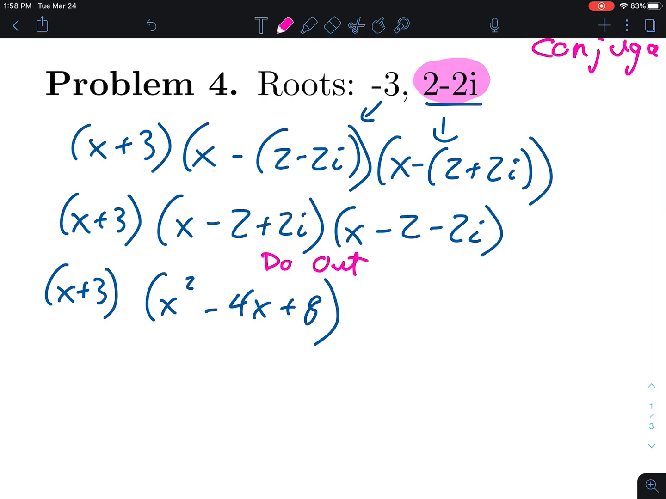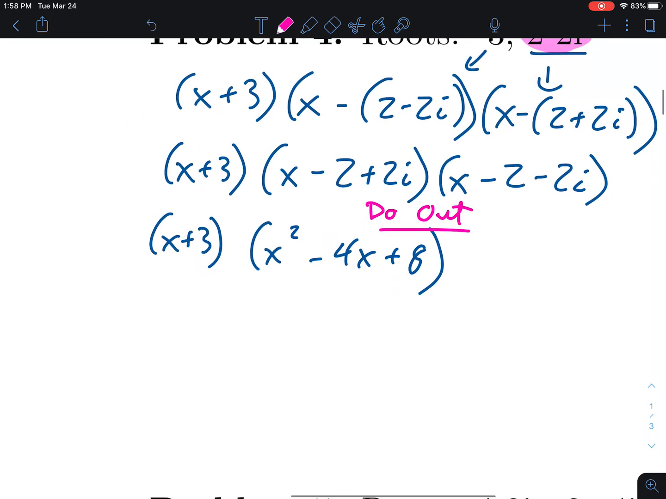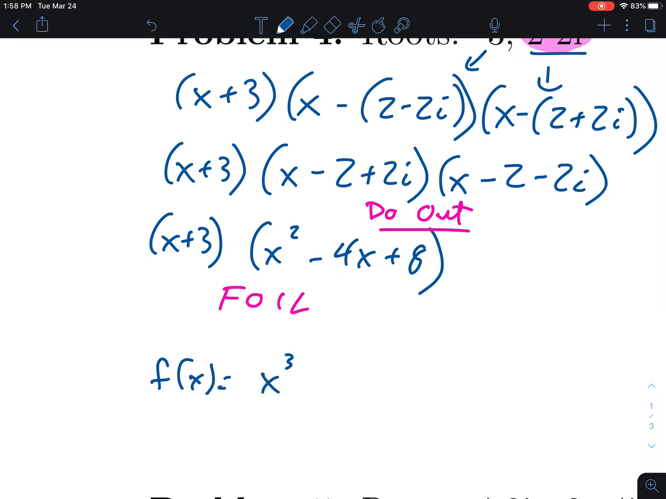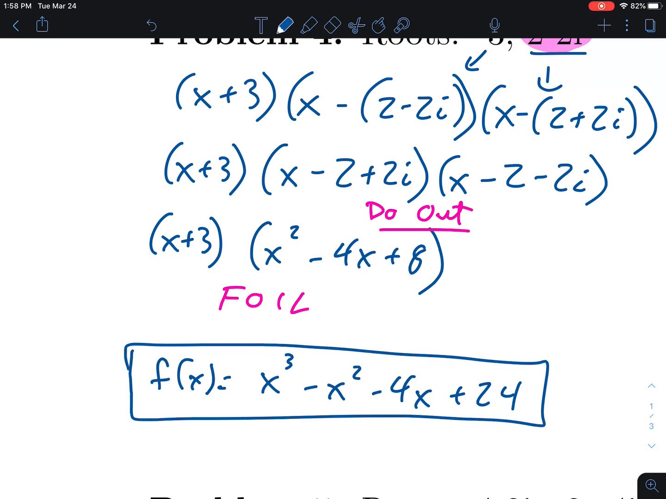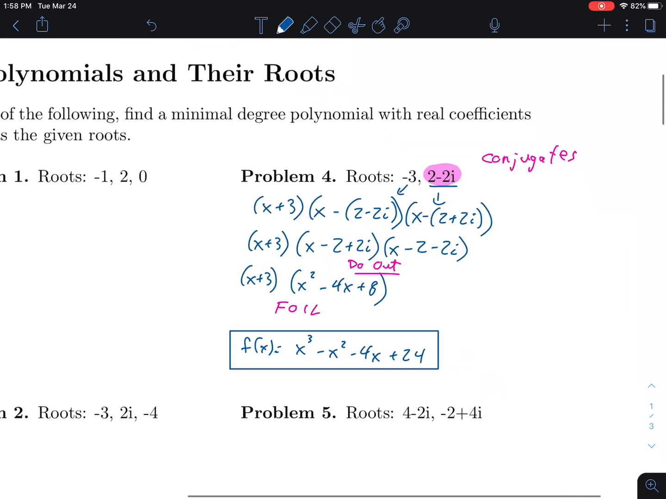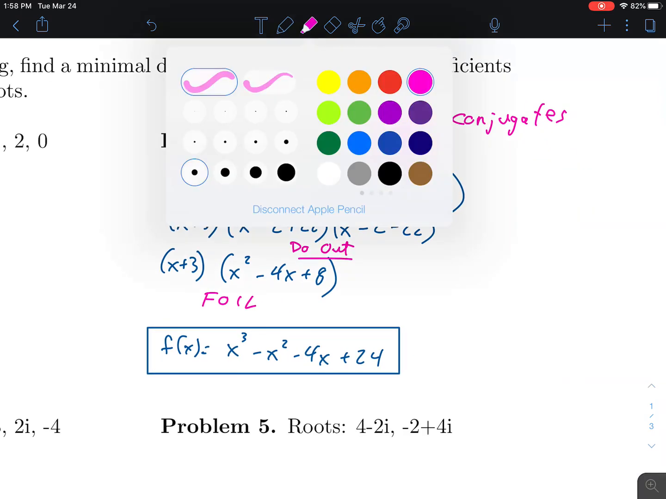I'll write here, do out. That would be for you to do. Confirm that you get that. You would FOIL these, which we know how to do, and you would get your final answer as x to the third, which you expect, minus x squared minus 4x plus 24. Boxing my answer, I'm writing in blue, and there we go. There's my answer for the first one, right?